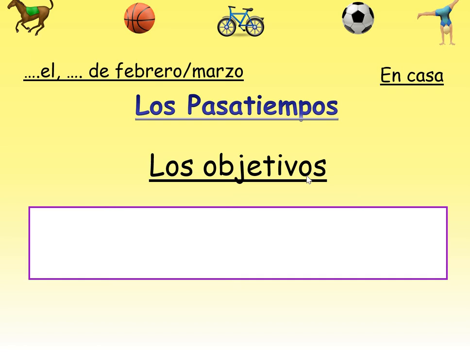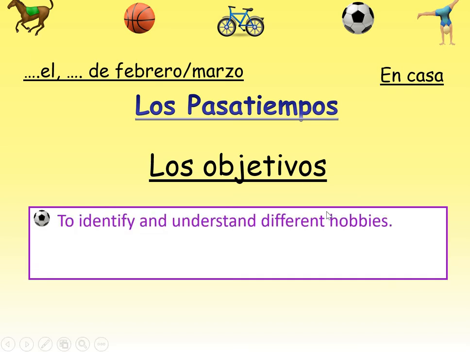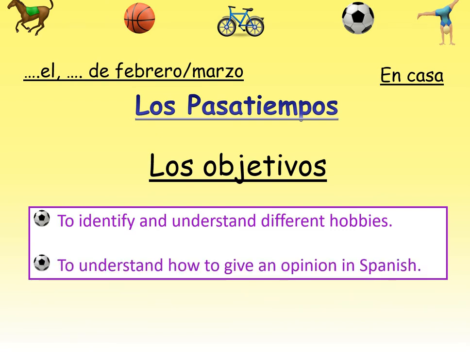By the end of today's lesson, you will need to be able to identify and understand some different hobbies in Spanish, and then how to give an opinion with those hobbies. So if you're working in your book or on the sheet that I provided, then you can put en casa, fill in today's date. So it might be something like jueves el 26 de febrero, whatever it is, okay? And then los pasatiempos, hobbies, is your title. And when you're ready, let's continue.